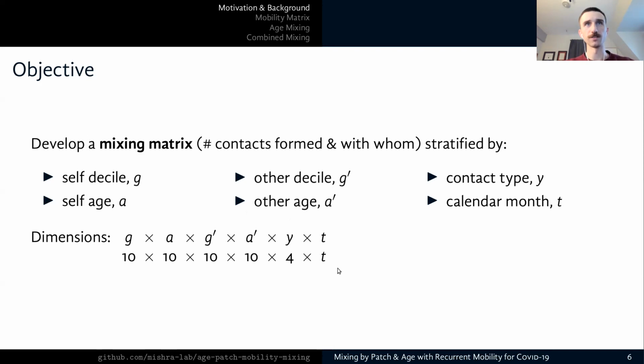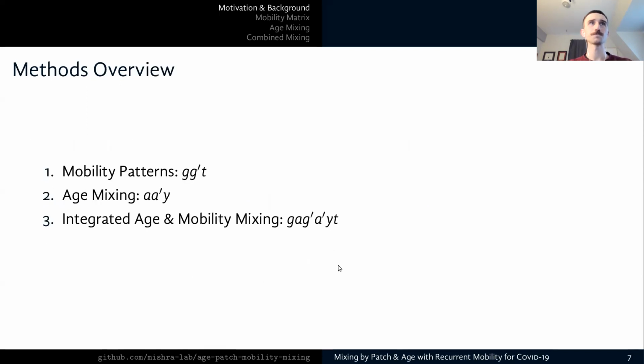So this big matrix ends up being 40,000 elements times time. So of course we need to make some model to estimate this thing for us, to estimate this huge contact mixing matrix.